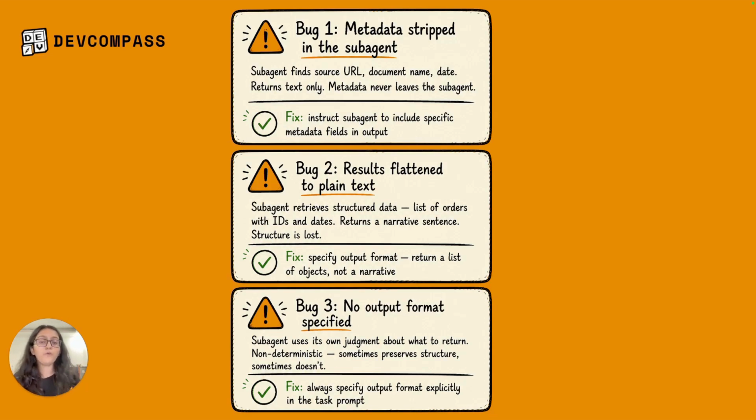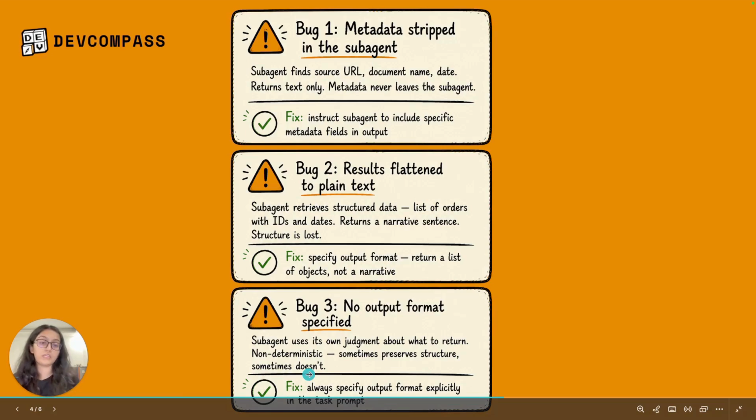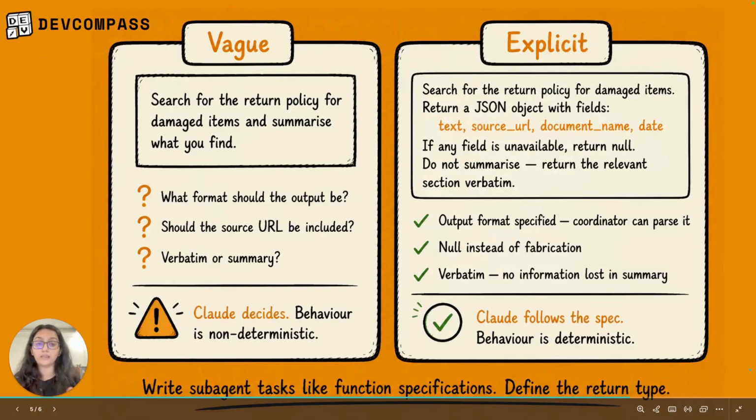Bug 3. No format specified for the subagent output. This is the root cause behind bugs 1 and 2. When you don't tell a subagent what format to return its output in, it uses judgment. Sometimes that judgment is good. Sometimes it summarizes. Sometimes it narrates. Sometimes it preserves structure. The behavior is non-deterministic. The same word from video 1. The fix: always specify the output format in the task that you give to the subagent. Explicitly, every time. That is what is going to save you a lot of time from all these buggy responses.